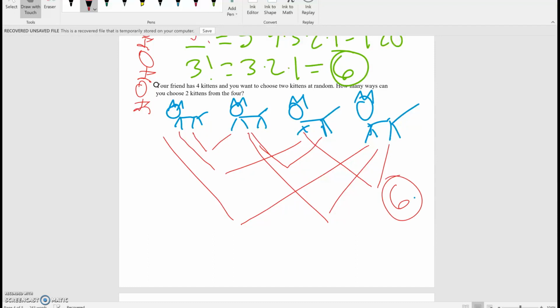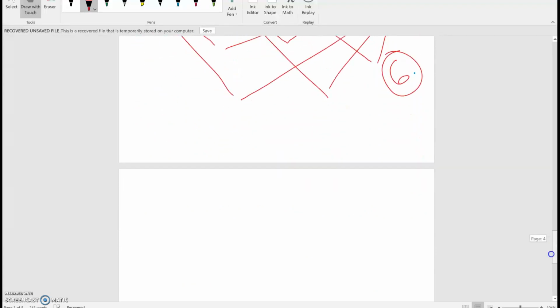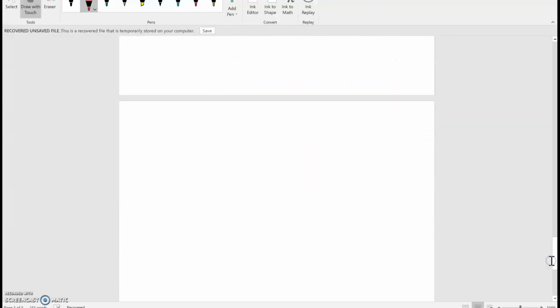Now what about if I said I had 12 kittens and I wanted to choose 9? Well, that's going to be a little bit harder, and you don't want to be drawing 12 kittens and trying to choose every possible way. So what I propose is that we go ahead and use this formula. I don't know if you guys have ever seen this formula before. I know if you took my Math 92 class, you have seen this formula before. This is what we're going to call the binomial coefficient.